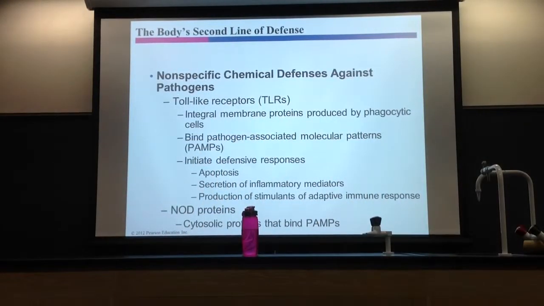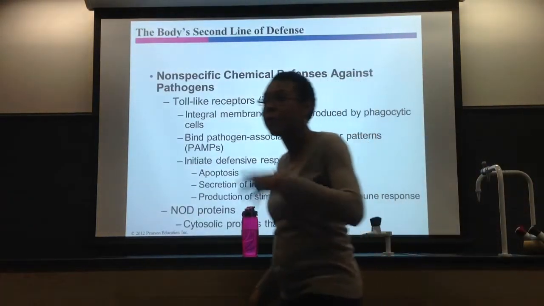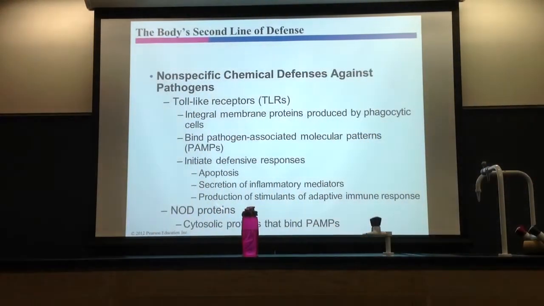Right. Now what happens when these TLRs bind PAMPs? Well, we initiate some responses. In other words, we can initiate apoptosis. That's basically programmed cell death or cell suicide. We can tell the cell, okay, kill yourself. You're infected with the virus. You need to die right now. Kill yourself. So apoptosis.